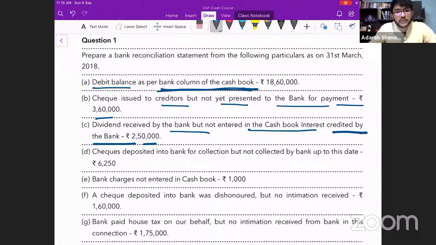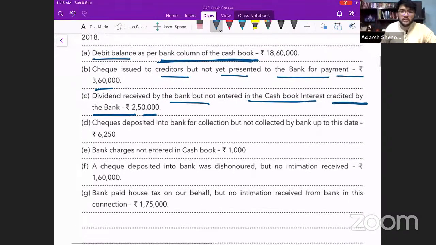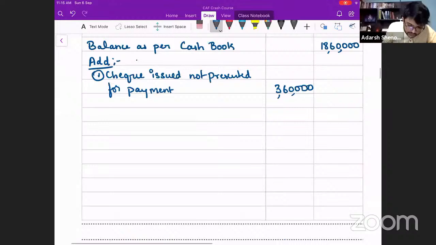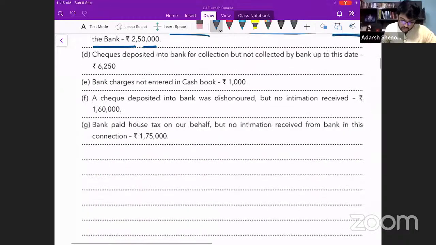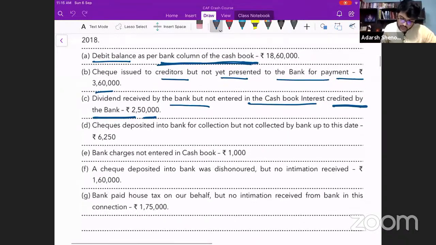Dividends and interest are received by us. Which book has moved because of this? The passbook has moved. Has it moved upwards or downwards? The balance has gone up, upwards. Now, what should I do? What is the starting point? Cash book is the starting point. So to reach the passbook balance, I have to add it. Interest and dividend received. How much is the amount? 2,50,000.